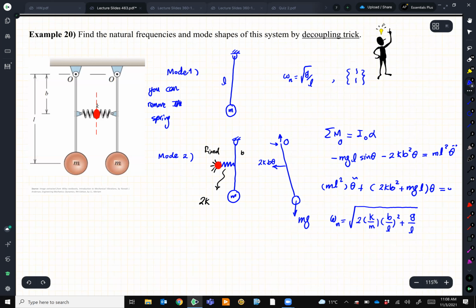And as we defined, our mode shapes for this one is 1 and minus 1. 1 and minus 1 again means these two have the same amplitude, or the ratio is 1, but they are in opposite phase, right? Because we have a negative sign here. Always make sure to check your omega n unit to make sure that the unit makes sense, like always when you solve a problem.